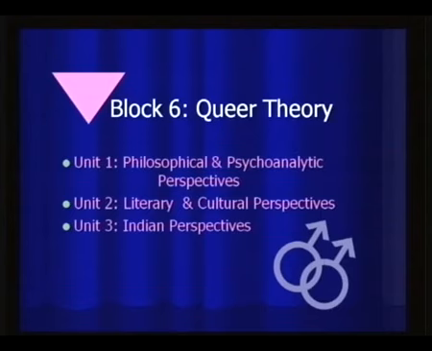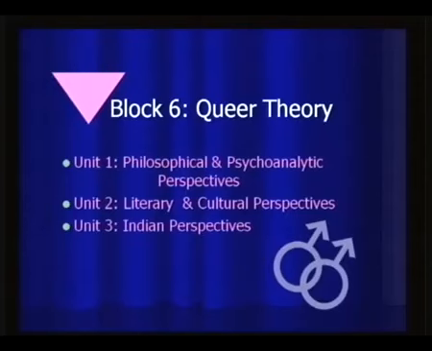Now, moving from the feminist theories, we come to queer theory. When we talk about queer theory, there are 3 units. The first unit is called philosophical and psychoanalytical perspectives. The second unit is called literary and cultural perspectives, and the third, or the last unit, is called Indian perspectives. The first unit will discuss, as you have seen in block 5 already, Sigmund Freud and feminism. Over here we'll see Sigmund Freud once again talking about sexuality.